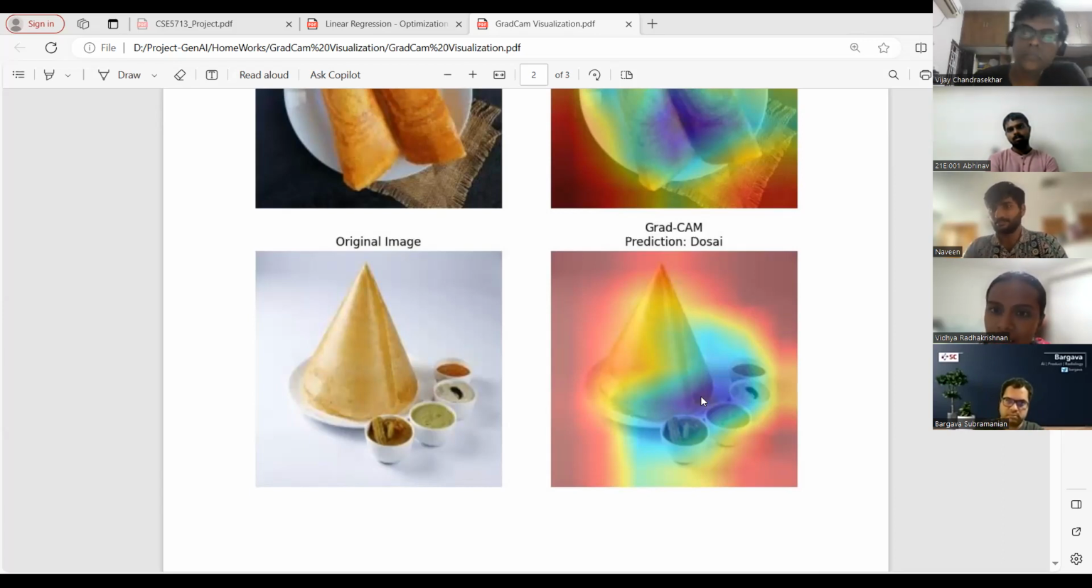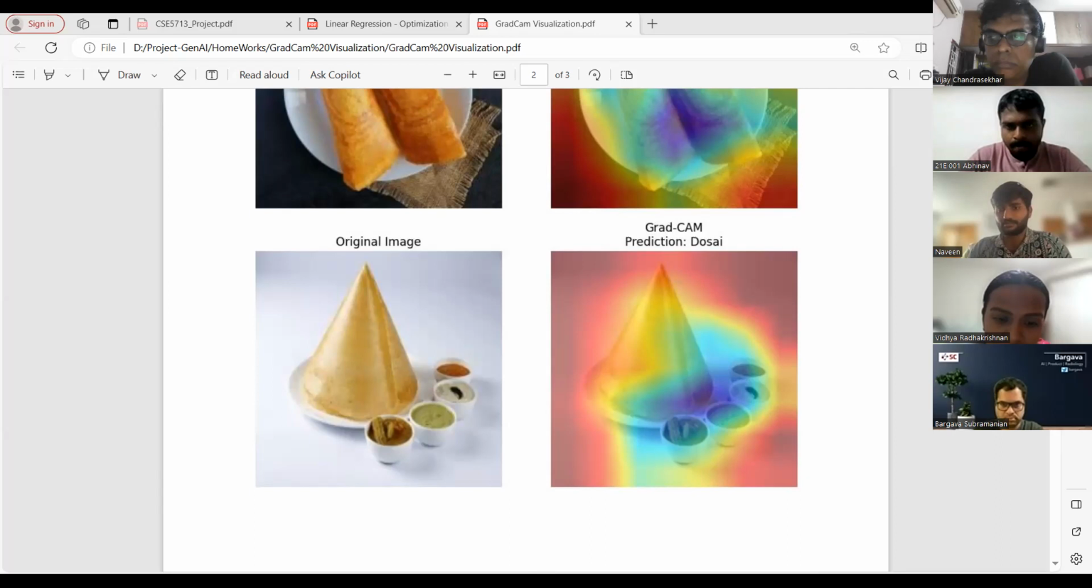And one curious question, which layer have you applied this GradCam to? Yeah, it's the last layer, the target layer. Let me share.